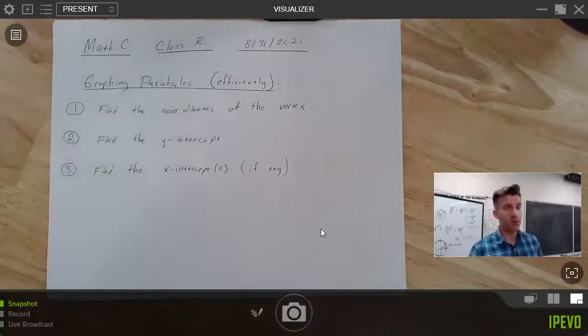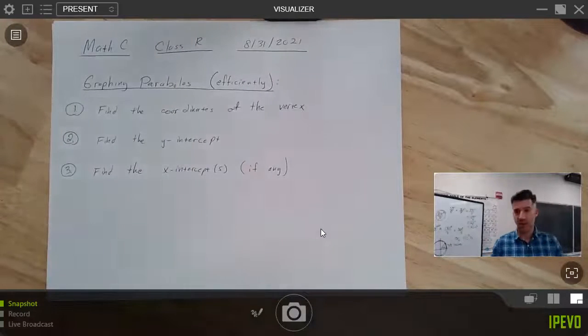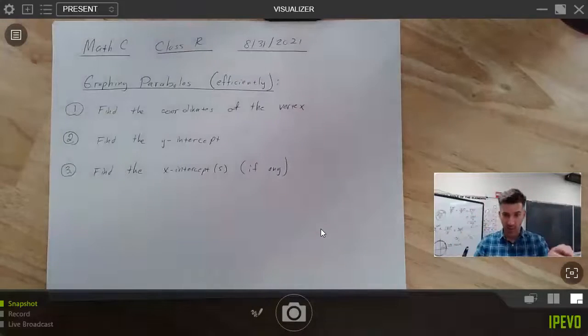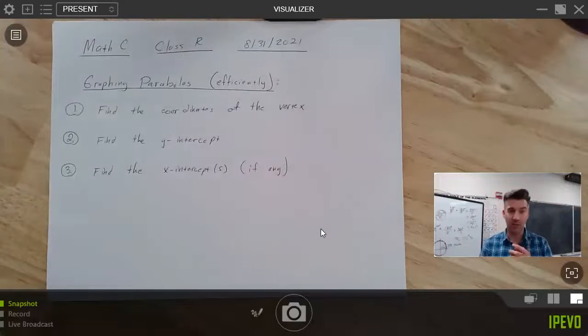So when you're graphing a parabola, there's kind of 3 or 4 things to take into account. We want to find the vertex. The vertex is kind of the number one most important point of the parabola. It's the highest point on the parabola if it opens downwards. It's the lowest point on the parabola if it opens upwards. But it's always one of the extremes, either the highest or lowest, depending on which way it opens.